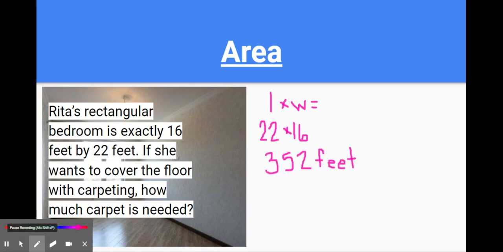Now we have to do something special with our units of feet and square it because it is area, square units inside of a figure.